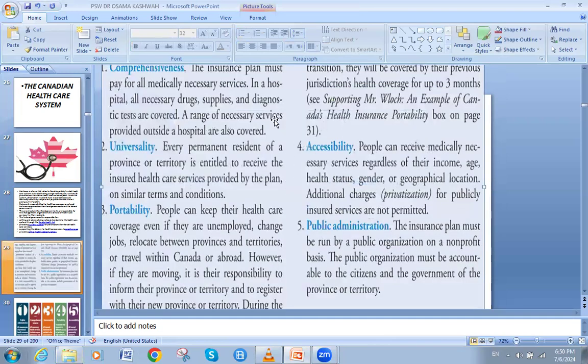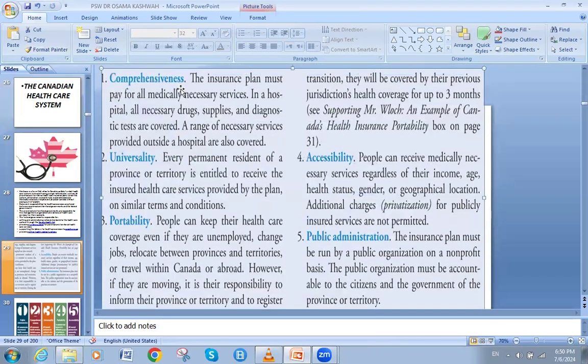Here it is. The first one is comprehensiveness. The insurance plans must pay for all medically necessary services. In a hospital, all necessary drugs, supplies, and diagnostic tests are covered. A range of necessary services provided outside the hospital are also covered. So it's not only in the hospital that services are covered, but also outside the hospital. This is comprehensiveness. It means that all the health services must be covered.